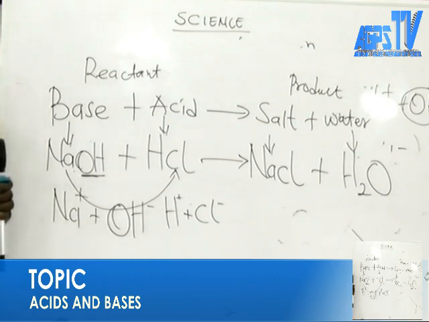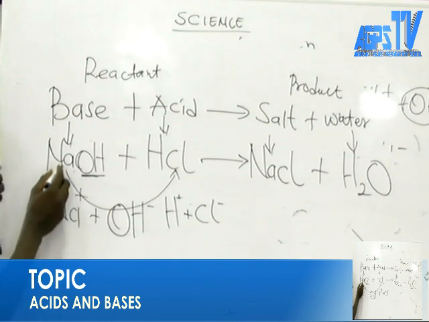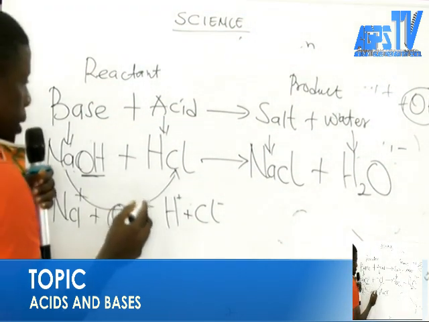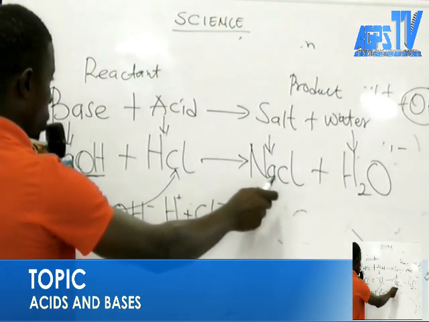So if you are told to write the balanced chemical equation, the positive will take the negative here. After that, you get your salt. What is the salt? Sodium chloride.